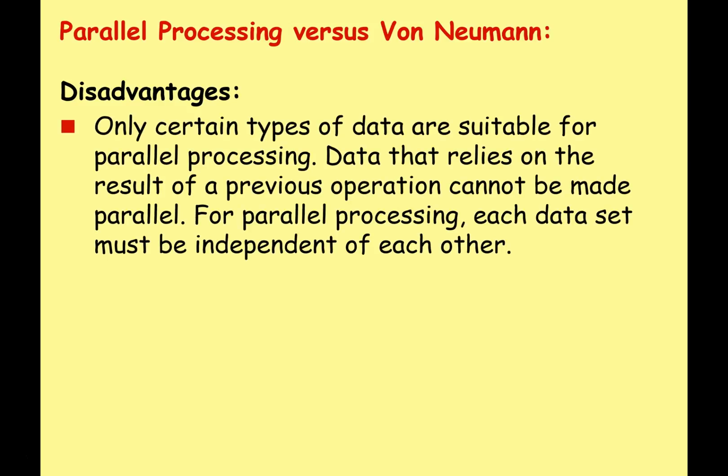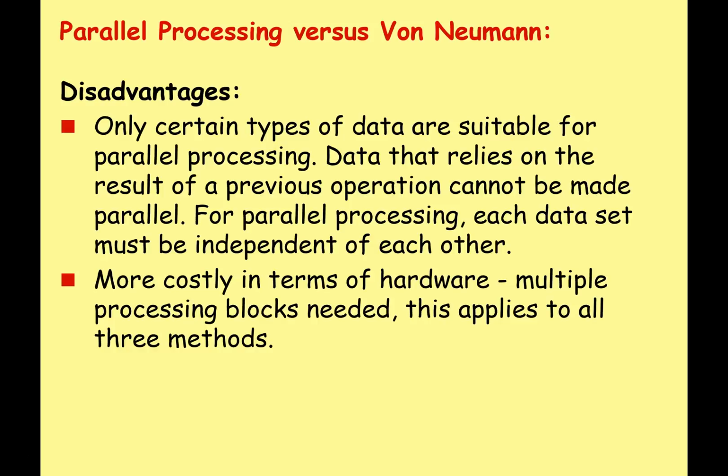Disadvantages: only certain types of data are suitable for parallel processing. Data that relies on the results of previous operations cannot be processed in parallel. For parallel processing, each dataset must be independent of each other. It's more costly in terms of hardware. Multiple processing blocks are needed, and this applies to all three methods. You've also got the idea it's just more complicated to program software to run in parallel. So the software development costs are higher, maybe you need better quality programmers.